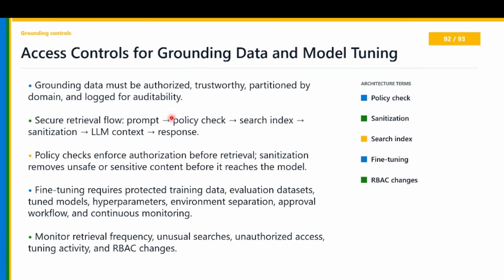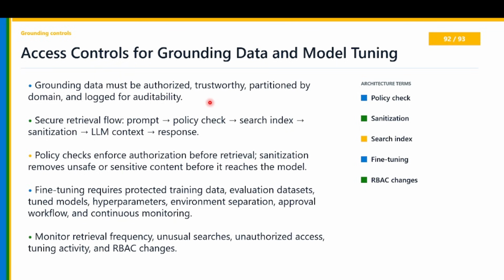Okay. The next thing we have here is grounding controls. So access control for grounding data and model tuning. Remember that the fact that the agent should have access to knowledge sources does not mean that it should have any access or unpermitted access. Then these are architecture terms that you should understand here. We have policy check, sanitization, search index, fine-tuning, and role-based access control changes. So let's look at them one after the other.